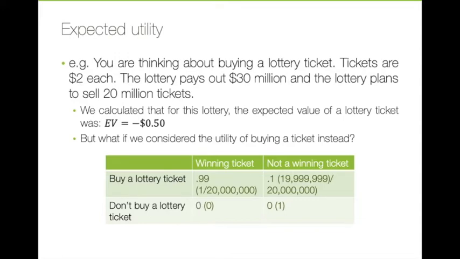If you don't buy a ticket, you can't win. So we can't assign a utility value there above 0. There's no change. And if you don't buy a lottery ticket, you're guaranteed not to get a winning ticket, but you don't lose or gain anything. So that gets a utility of 0.